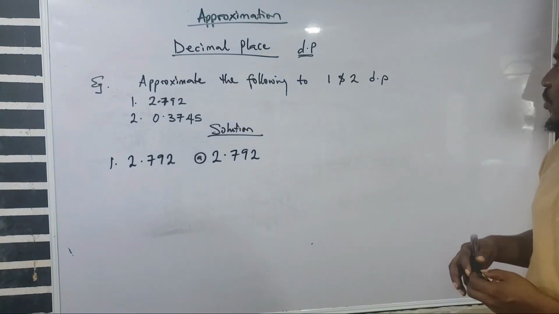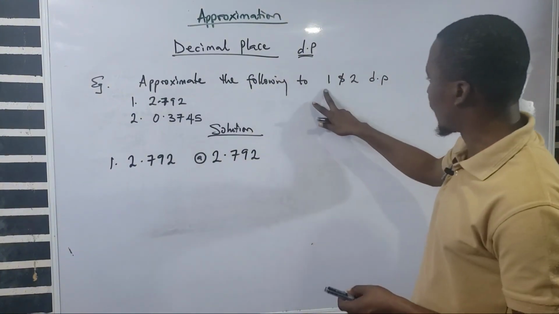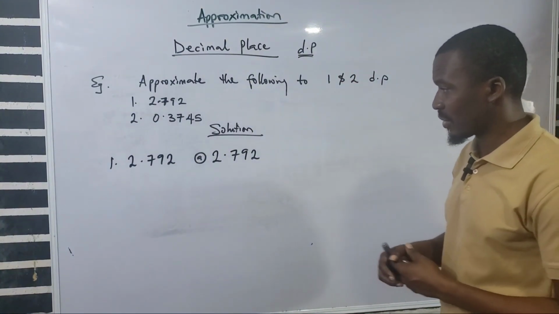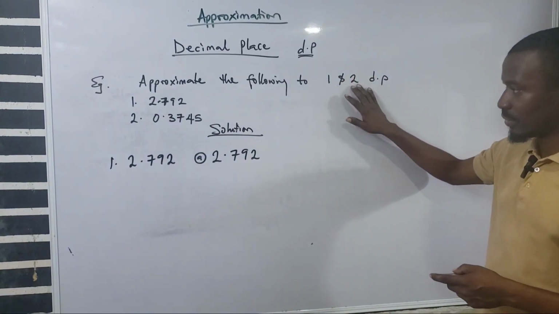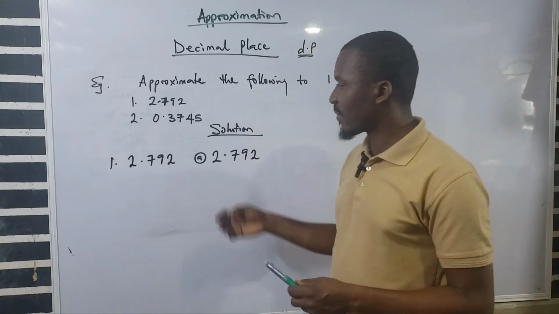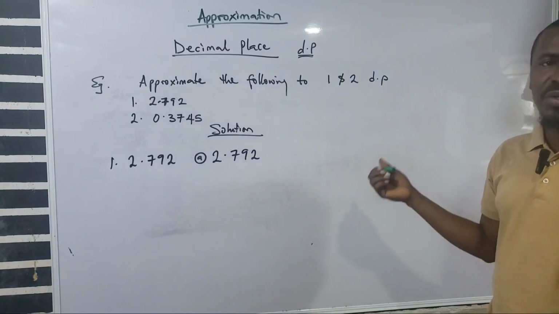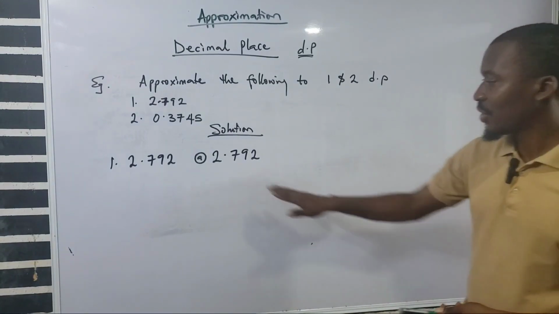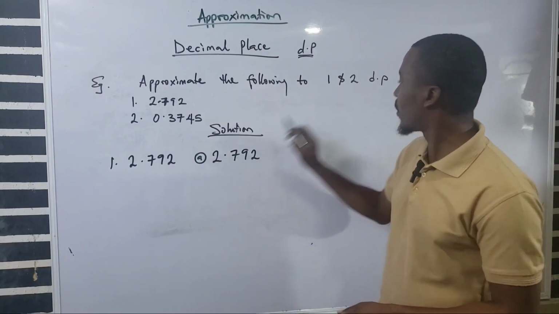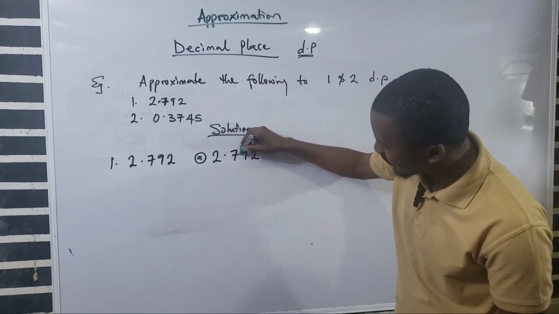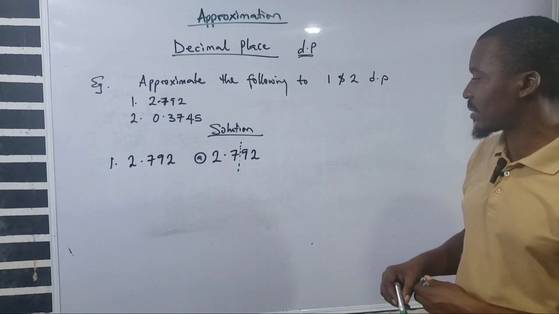This is our example. Approximate the following to 1 and 2 decimal places. Each of these questions, we're going to approximate to 1 decimal place and 2 decimal places. Then this one also, we're going to do the same. Starting from the first one, we first approximate it to 1 decimal place. You count after the decimal point; you don't count this one included. This is my 1 for 1 decimal place. I'll put my invisible line. I ask myself, the next digit there, is it up to 5? Of course, yes.